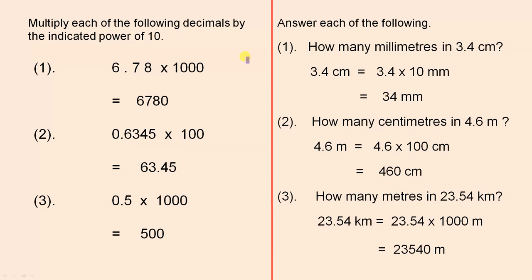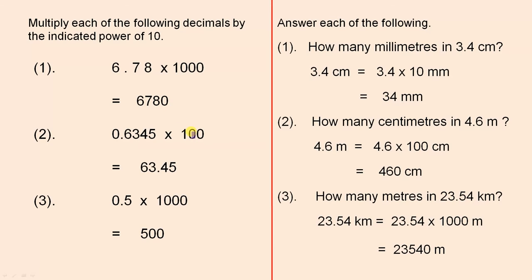Multiply each of the following decimals by the indicated power of 10. Here we're multiplying by 1000, so we use the third rule. So we go 1, 2, 3, which means we add a 0. See? 1, 2, 3. So we have to add a 0, and there's the answer.